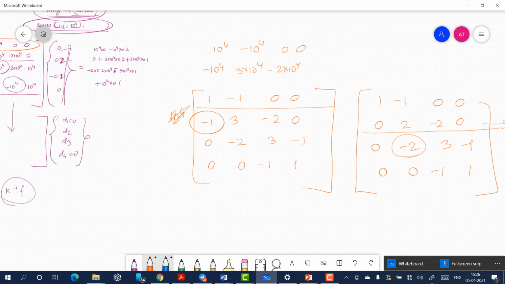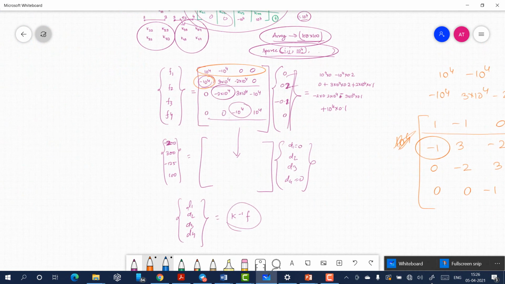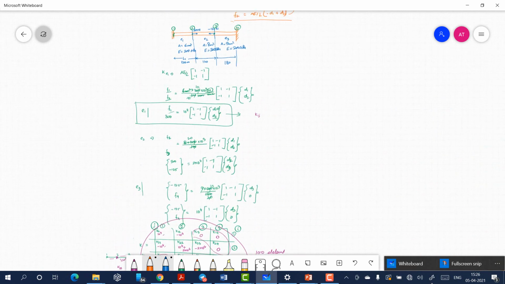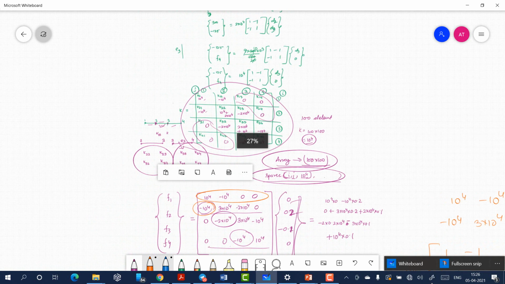Right? So this has happened because I have assumed some values. No, this has not happened because of that. There is no influence of these assumptions on the stiffness matrix. So this is the problematic matrix because of our values of A, E, and L.